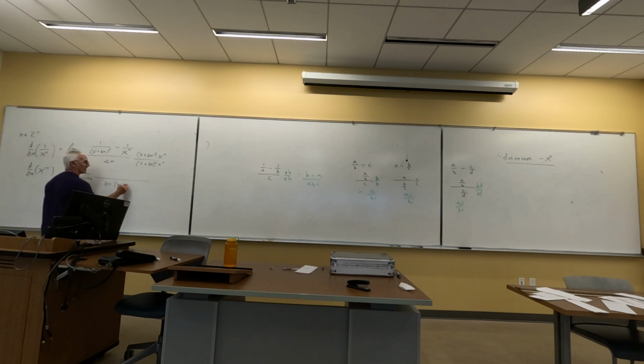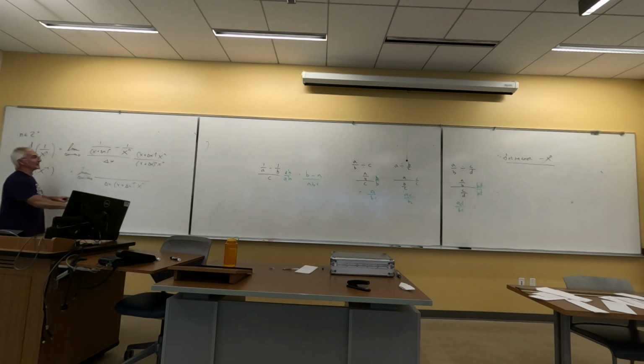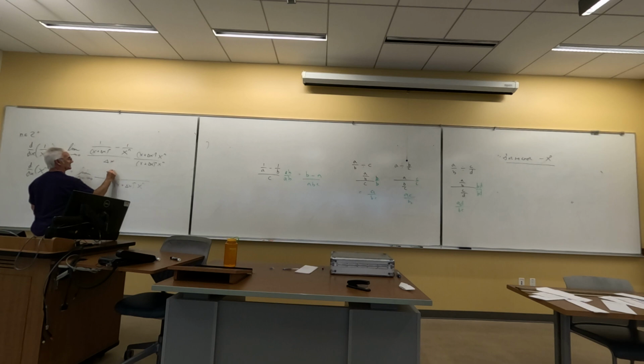It's a big, ugly looking bunch of stuff. But what's my numerator? X to the n minus x plus delta x to the n. Did everybody follow that? By the way, there's no more simplification necessary for the numerator. I now have exactly one quotient. I don't have quotients of quotients.